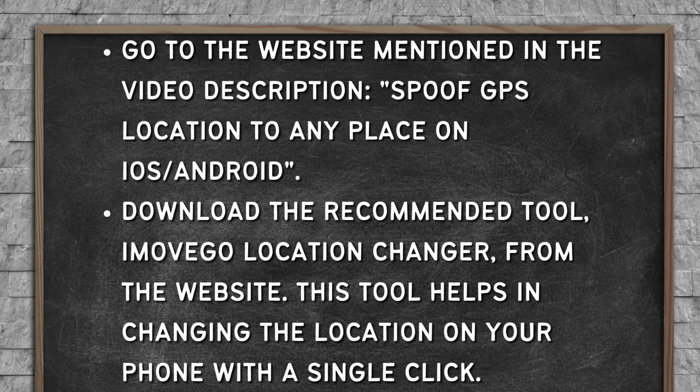Go to the website mentioned in the video description, spoof GPS location to any place on iOS or Android. Download the recommended tool iMoveGo location changer from the website. This tool helps in changing the location on your phone with a single click.